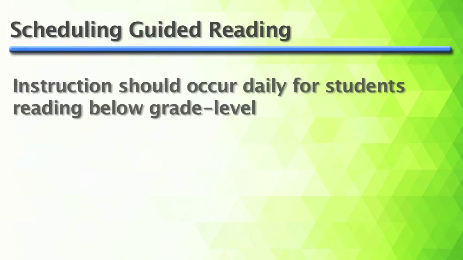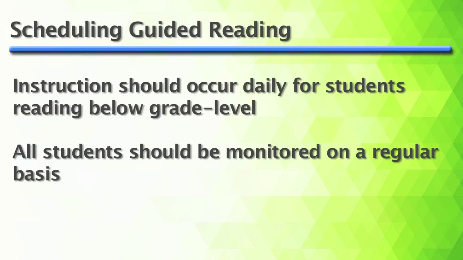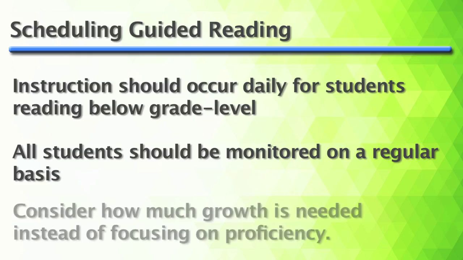Keep in mind that instruction should occur daily for students who are reading below expected grade level. However, all students should be monitored on a regular basis so that instruction can be increased for students who are not making expected progress. This is especially critical in first grade, where proficiency levels move from level 3 at the beginning of the year to levels 16 to 18 at the end of the year. No matter what the grade level, though, it is helpful to look at how much growth is needed, rather than whether students are considered proficient at any given time.